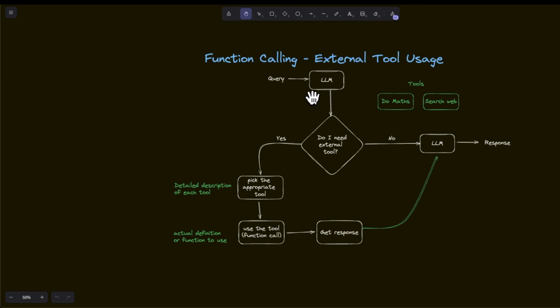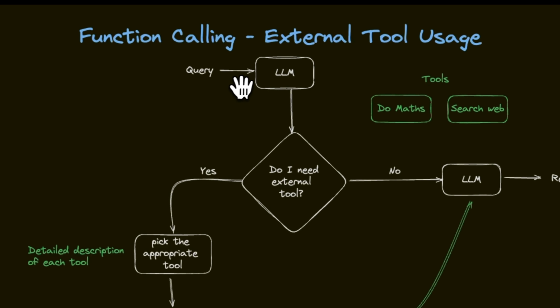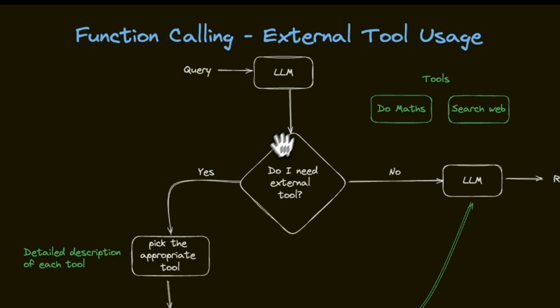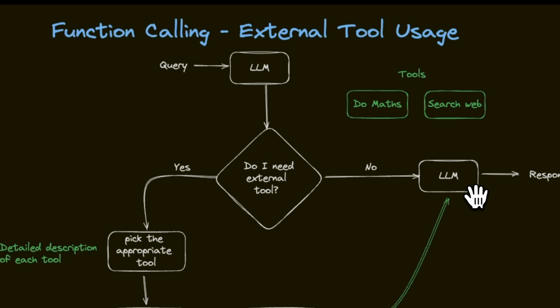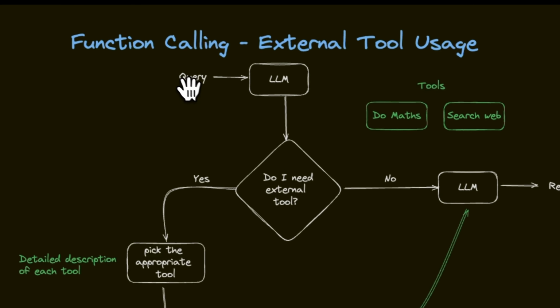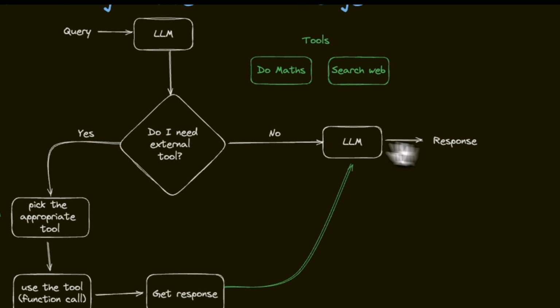Now, the flow is something like this. When the user query comes in, the LLM first determines whether it can do that operation based on its internal training knowledge, or whether it needs to use some external connectors. So first it will determine whether it needs to use an external tool or not. If it doesn't need any external tools, then it makes a second call to itself based on the initial user query and will generate a response.